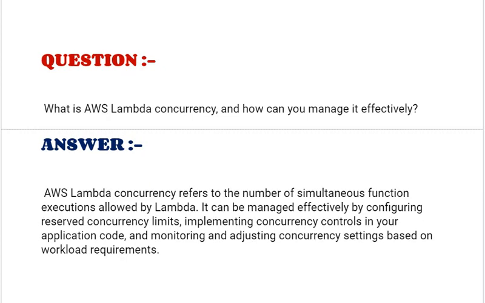Our next interview question is: what is AWS Lambda concurrency and how can you manage it effectively? Your answer should be: AWS Lambda concurrency refers to the number of simultaneous function executions allowed by Lambda. It can be managed effectively by configuring reserved concurrency limits, implementing concurrency controls in your application code, and monitoring and adjusting concurrency settings based on workload requirements.